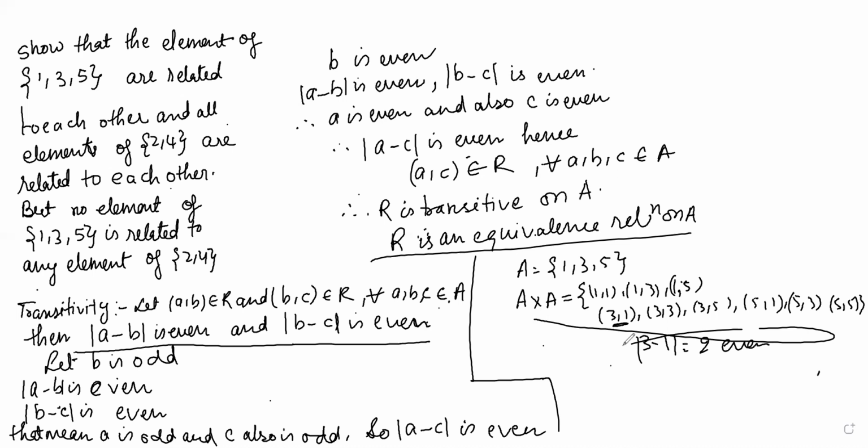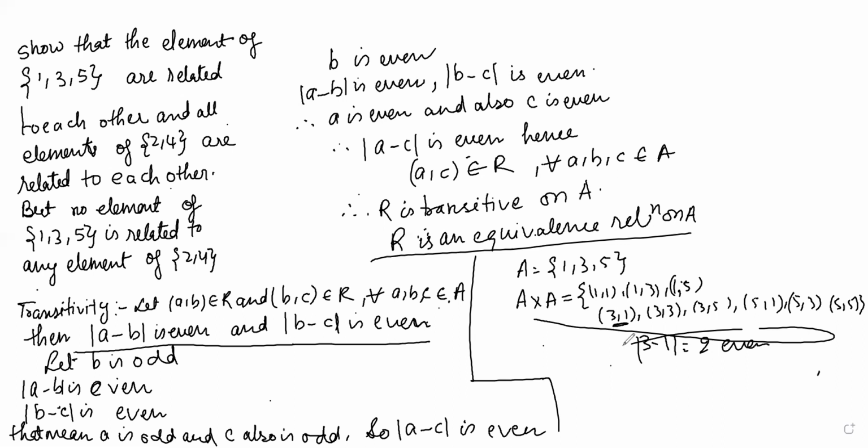Are all satisfying the condition or not? Just tell me, because they are saying that the elements 1, 3, 5 are related to each other and the elements 2, 4 are related to each other. Just tell me, have you understood or not? But related to each other means related to itself too. So here all the elements are related to themselves.